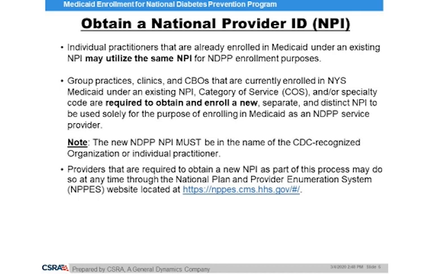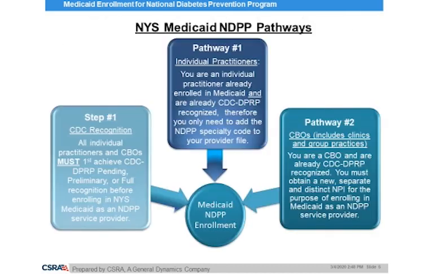All right. So the next slide here really just shows some high-level pathways into the Medicaid program. Our first step, again, that CDC recognition, you can't move down the pathway to engagement with New York State Medicaid without completing that CDC recognition. So again, once you get pending, preliminary, or full, come please, engage with us and enroll in Medicaid. That pathway one, we'll discuss a little further on, is individual practitioners, again, the physician, nurse practitioner, midwife. If you already have CDC recognition, you're already enrolled in Medicaid, it's a simple maintenance transaction to add the specialty code for NDPP to your provider file.